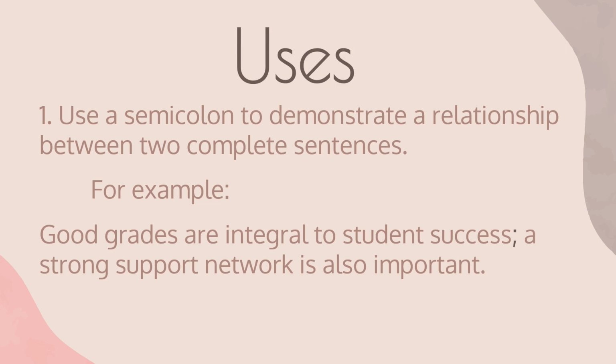Here, in both sentences, what we are talking about is what is important for a student's success. In the first sentence we are talking about good grades, and in the second we are talking about a strong support network. Both are integral to a student's success. So even though they are separate sentences, they are complete in themselves. They are very related because they are talking about the same thing. So we are using a semicolon to link them both.